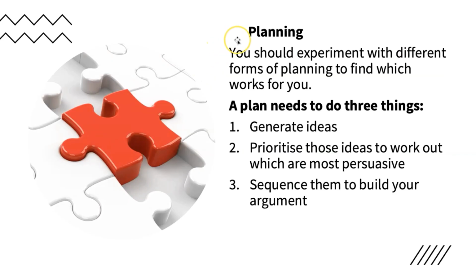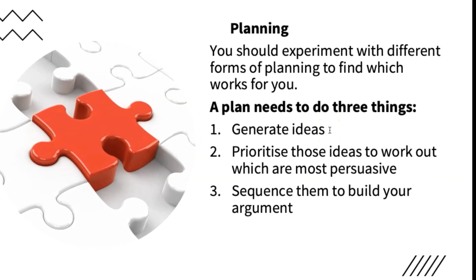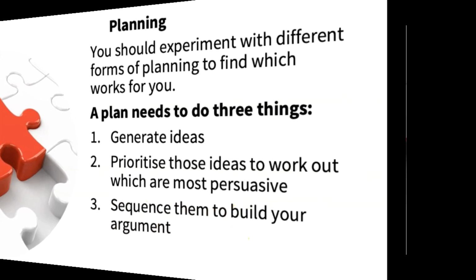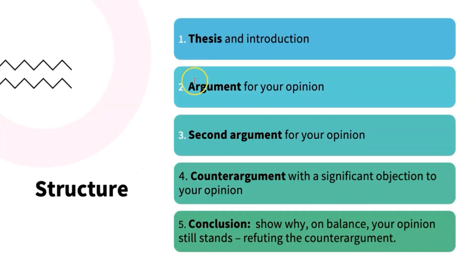Okay, your next step is planning. And a plan needs to do three crucial things. Firstly, it needs to generate loads of ideas really quickly, especially if you're in an exam situation. Once you've done that, you need to be able to prioritize those ideas to work out which ones are going to be most persuasive and which ones you can ignore because they were no good. And then finally, you want to sequence them so that they will build that argument. They will have to fit into these 5 parts of the plan that we saw at the beginning.